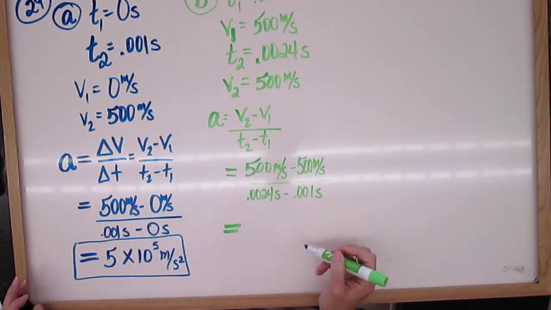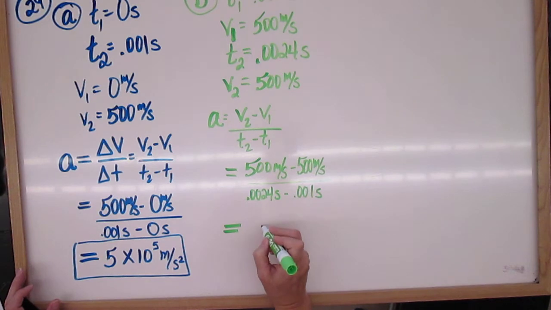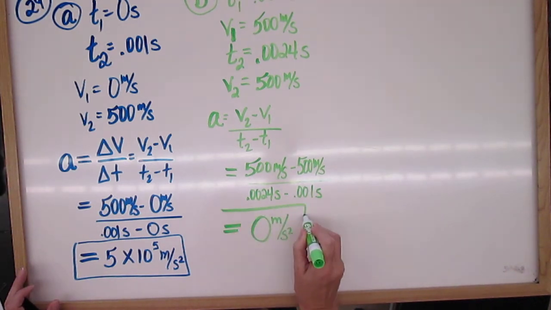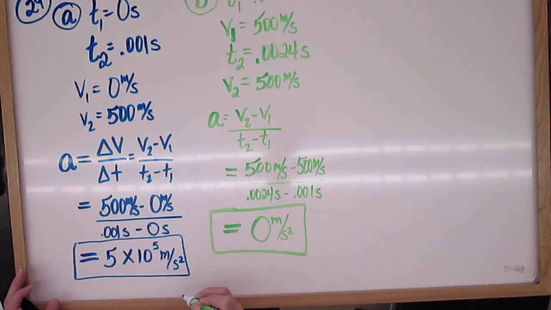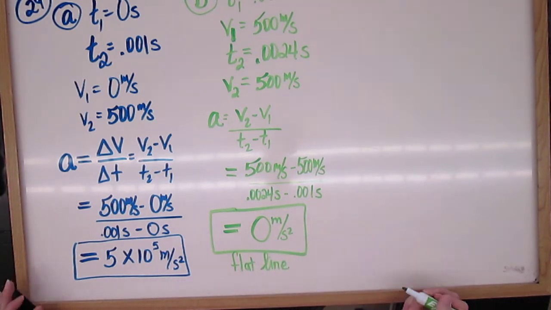The top of the fraction is 0. Therefore, acceleration is 0. Remember that a flat line on a graph is going to be 0 meters per second squared for acceleration.